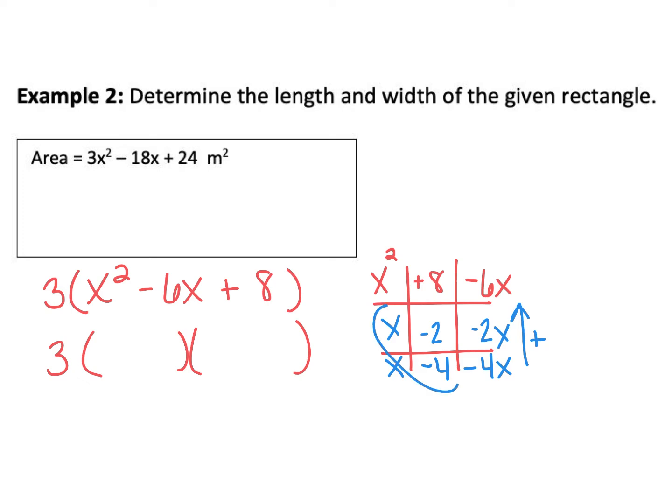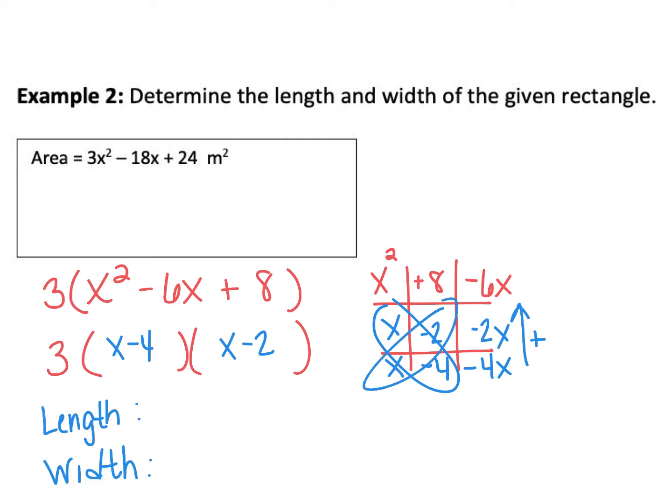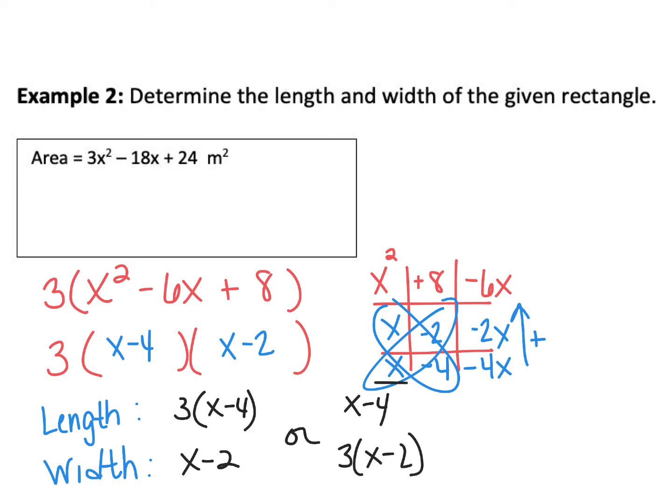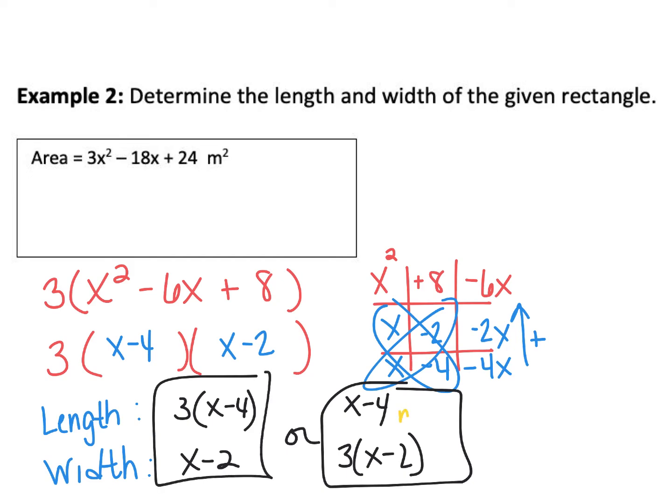Here's my board. One factor is x minus 4 and the other is x minus 2. So the length could be 3 times x minus 4 and the width would be x minus 2, or you could put the 3 with the other one, like 3 times x minus 2. It doesn't really matter to me again which form, but again, I'm missing units. This would be meters this time because the area was in square meters.